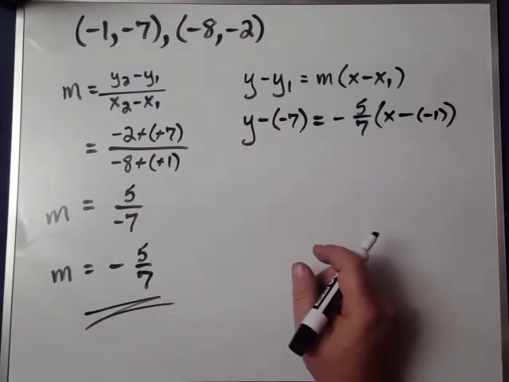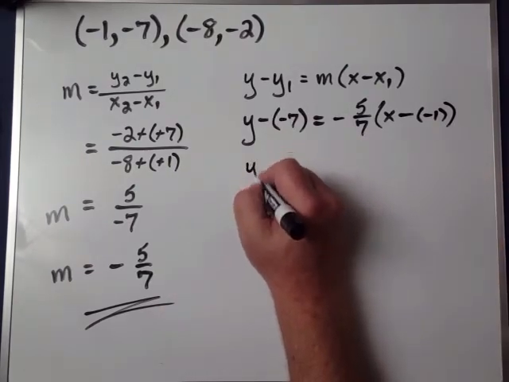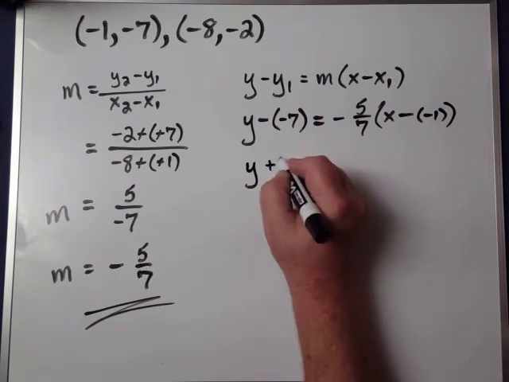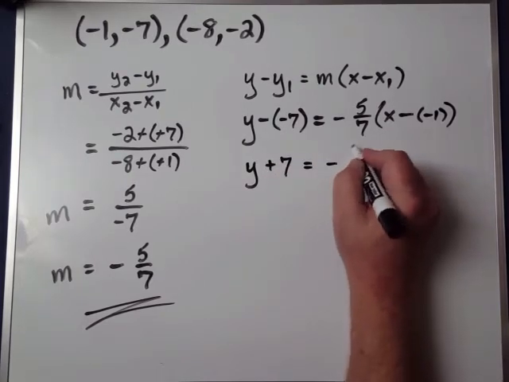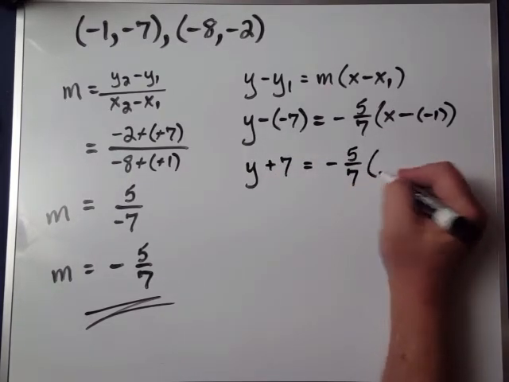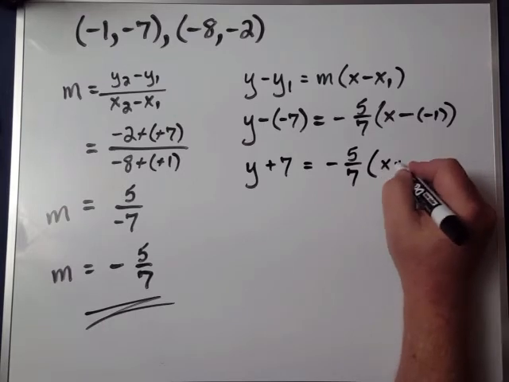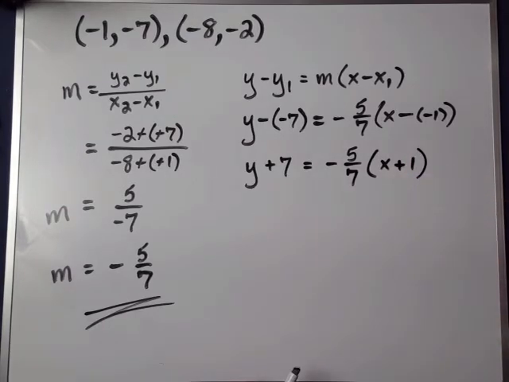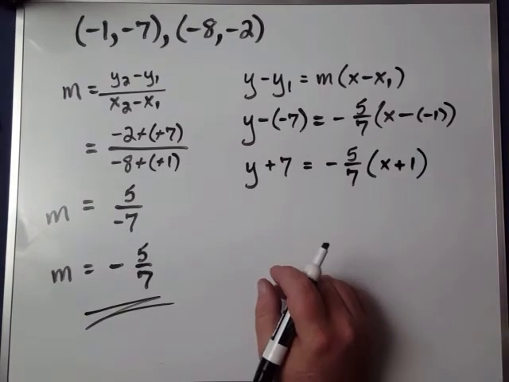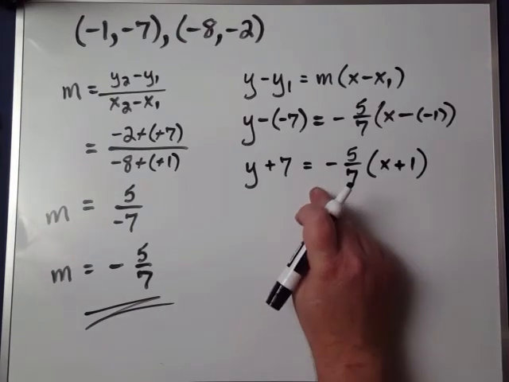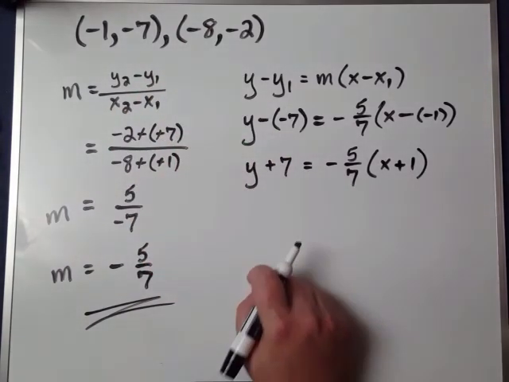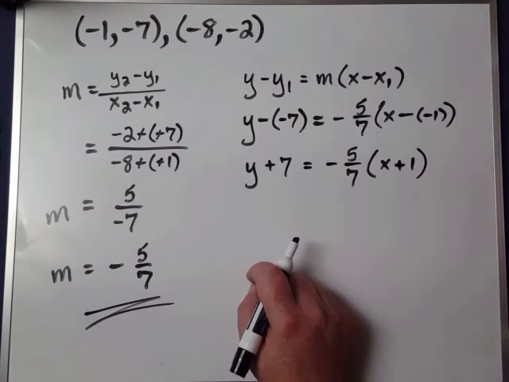Let's take a step just to clean that up. Make 2 marks. That's y plus 7. And again, this is x plus 1. So we have an equation for our line. This is an equation for the line that passes through those 2 points.